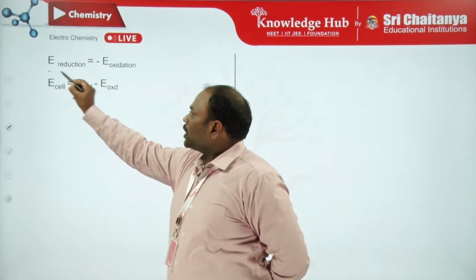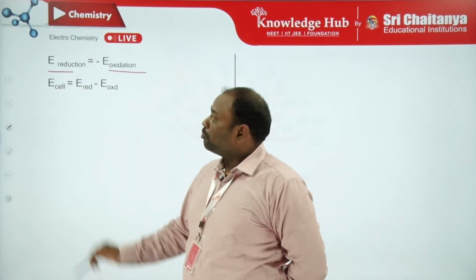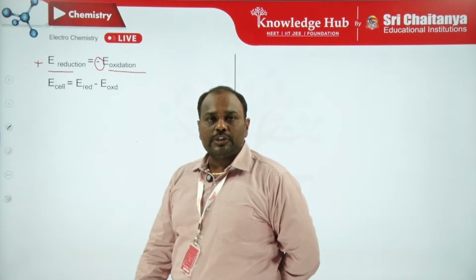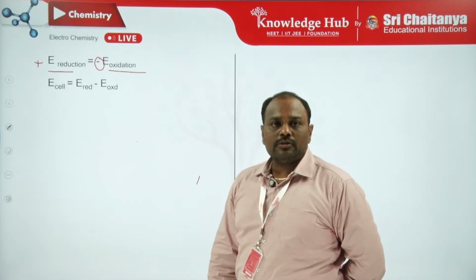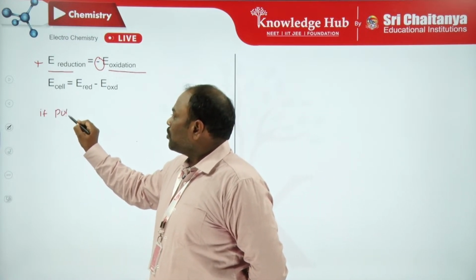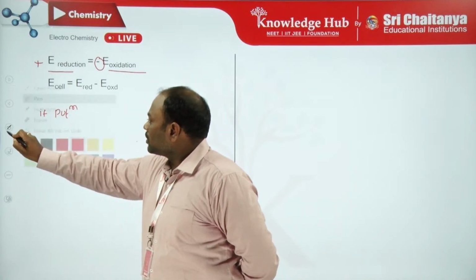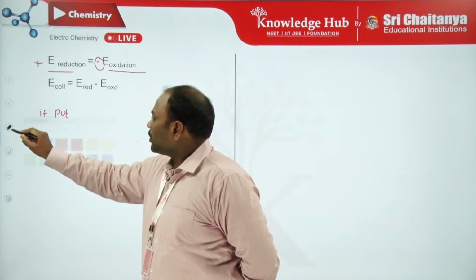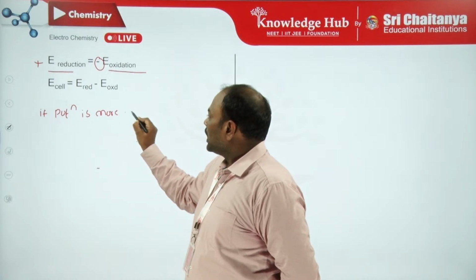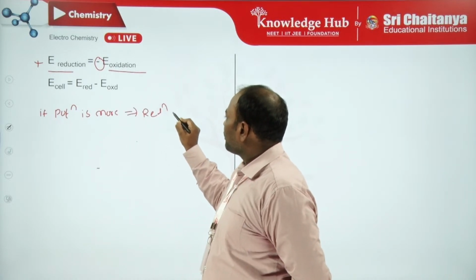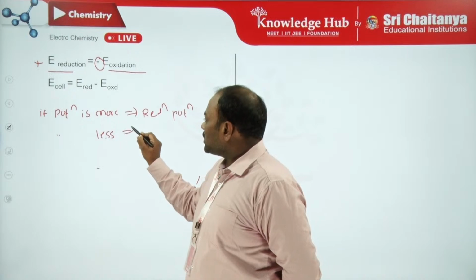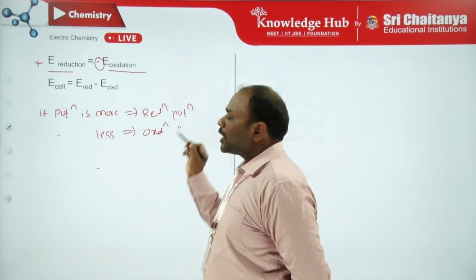Next, experimentally the reduction potential value and oxidation potential value are equal, but the signs are different. Reduction potential values are positive and oxidation potential values are negative. If the potential value is more, that is the reduction potential. If the potential value is less, that is indirectly the oxidation potential.